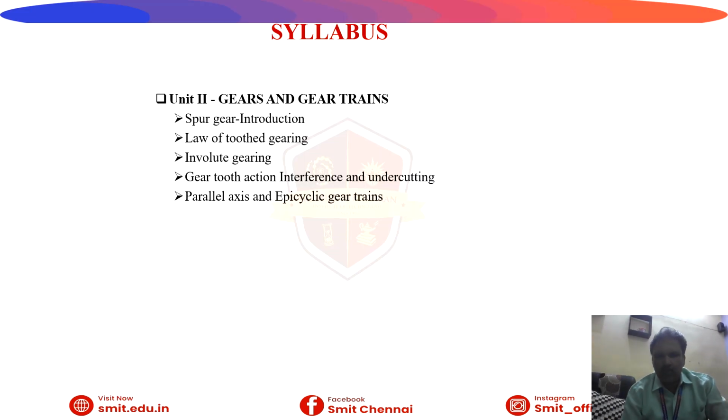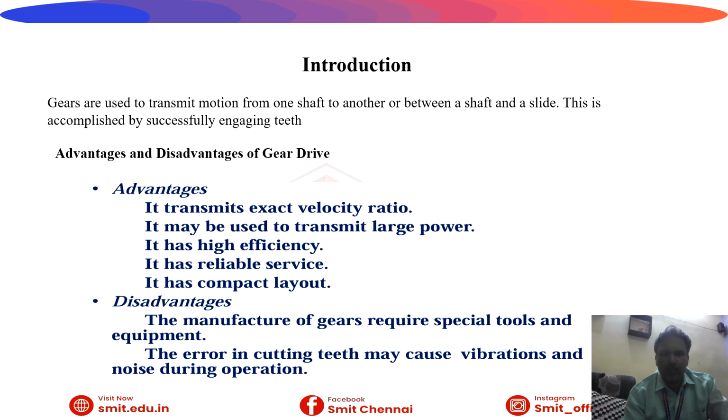So Unit 2 represents gear and gear trains. It covers spur gear, that is the introduction part, law of toothed gear, involute gearing, gear tooth action, interference and undercutting, parallel axis, and epicyclic gear trains. We will see a few parts in this session.